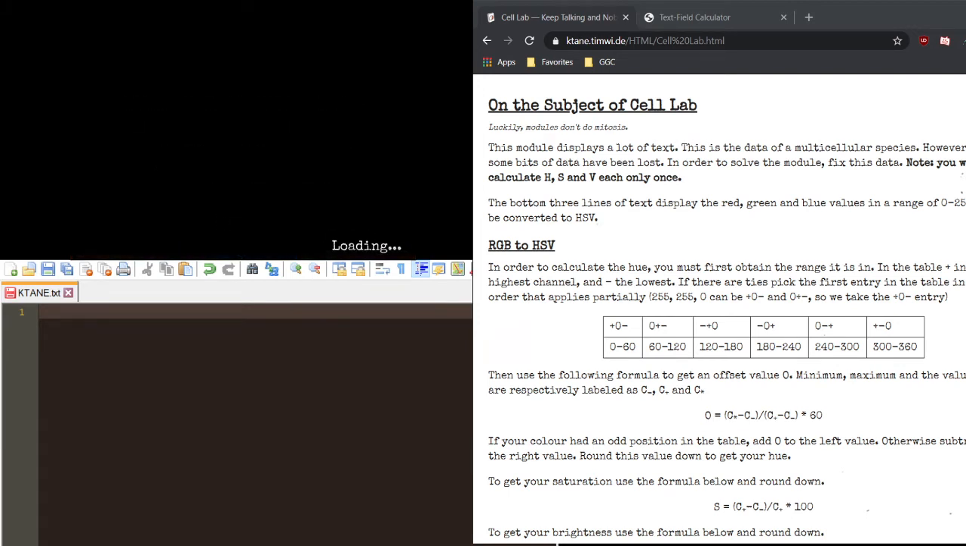This module does not require any edge work, so as soon as the bomb comes in, we will begin work.